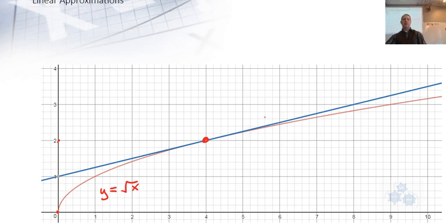And what does this blue line represent? Go ahead and shout it out. What is this blue line? Linear. It's linear, yes. It's a line, so it's linear, yeah. I heard it over here, it's a tangent, okay?